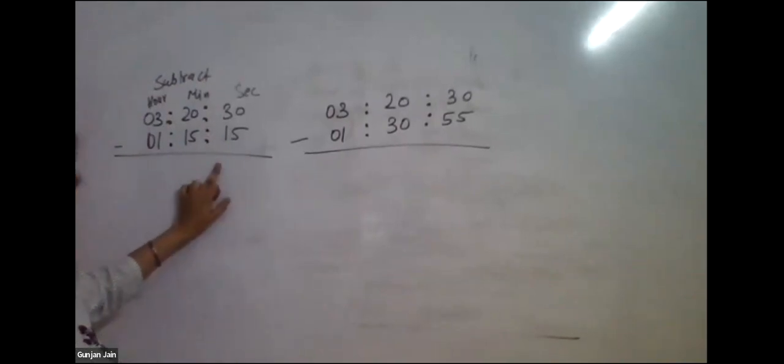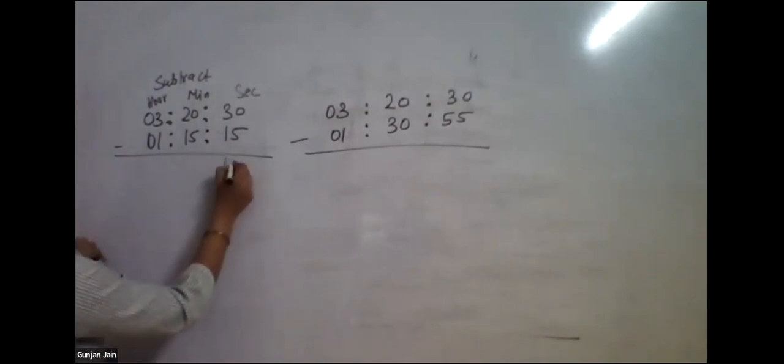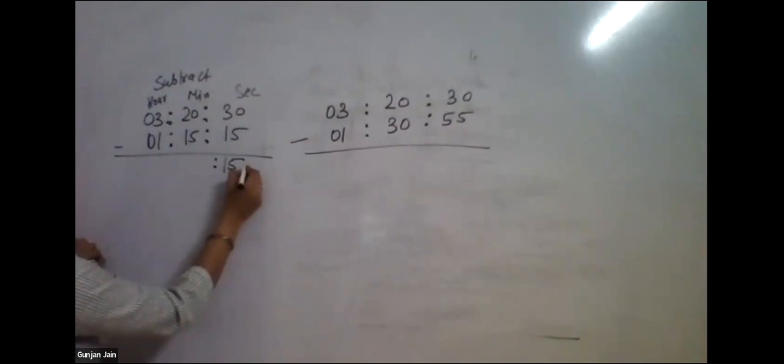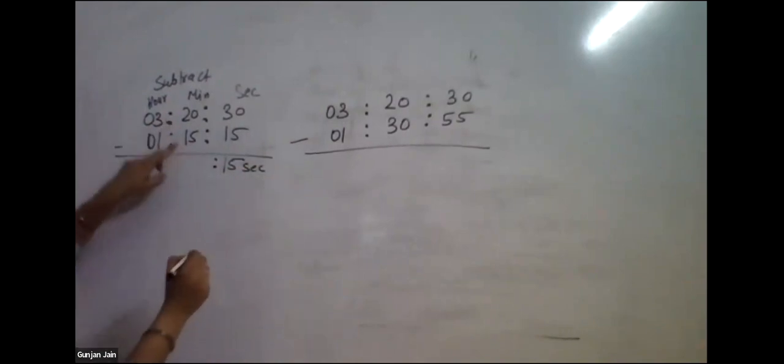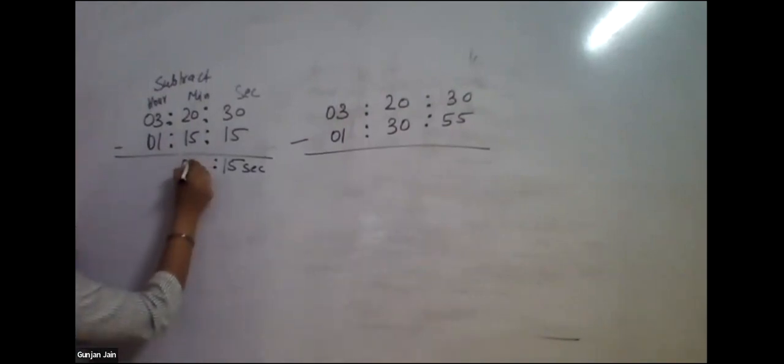30 minus 15 is, just start with seconds. Yes, 15, correct. So here 30 minus 15 is 15. That is correct. Now what is 20 minus 15? 20 minus 15 is correct, 5. So this is 5 minutes.